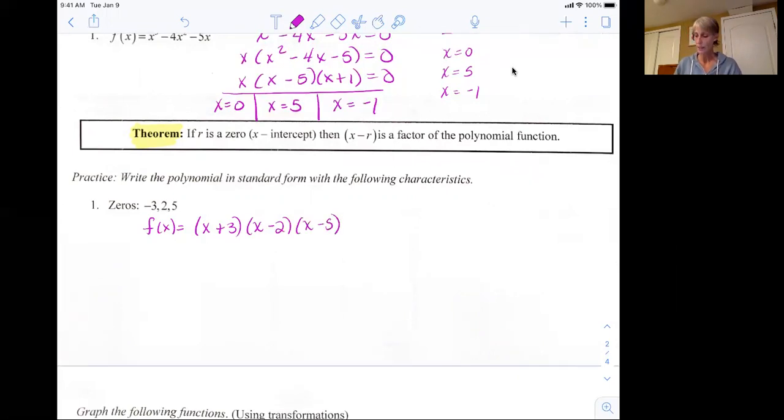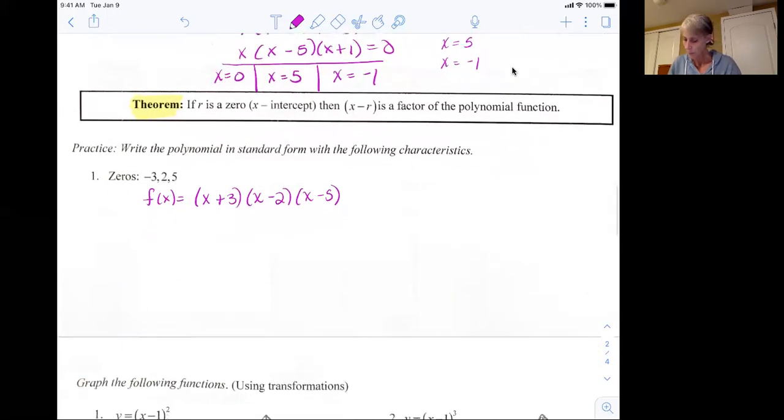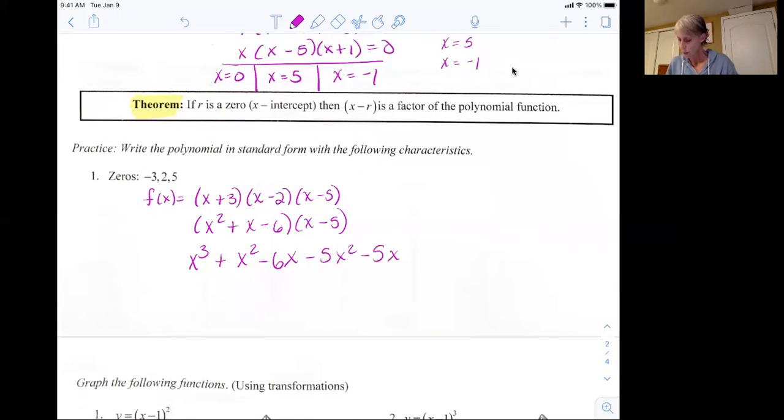And if we wanted to write this in standard form, we would FOIL this out. So I would have x squared minus 2x plus 3x is x minus 6. And I'm going to multiply that by x minus 5. X cubed plus x squared. Oh, I'm doing this opposite of how I usually do it, sorry. Minus 5x squared minus 5x plus 30.